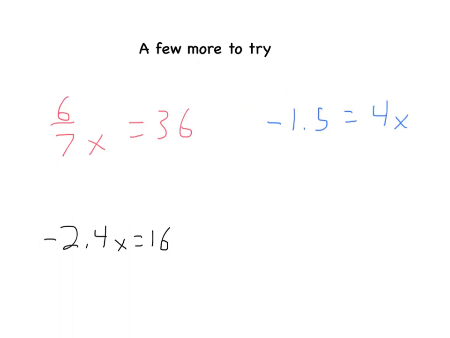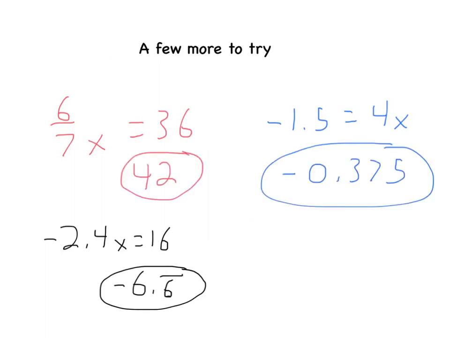A few more to try. Go ahead and hit pause. I'm not going to break all of these down for you, but you can see that 6/7 x equals 36 means x equals 42. Then we've got negative 0.375 and a negative 6.6 repeating.